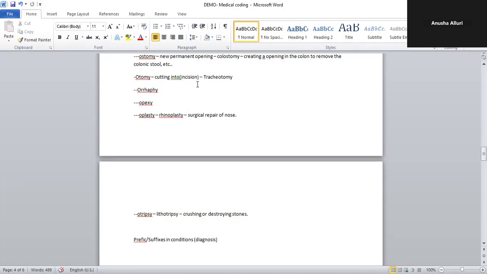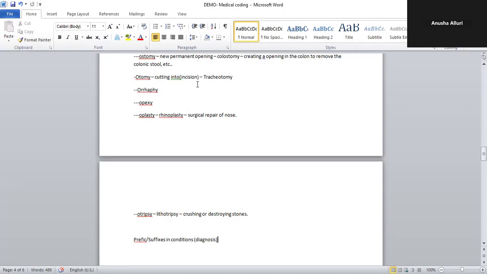Amenorrhea, like conditions. Oocyst means abnormal condition. Tuberculosis, paralysis, hemiparalysis, plasia means growth, hyperplasia, plegia means paralysis, paraplegia, apnea means breathing. We have to learn the prefixes and suffixes in the diagnosis parts, and the suffixes for surgical procedures. What are the procedures done on the anatomical parts? Centesis, ectomy, ostomy, otomy, orrhaphy, opexy, oplasty, otripsy.